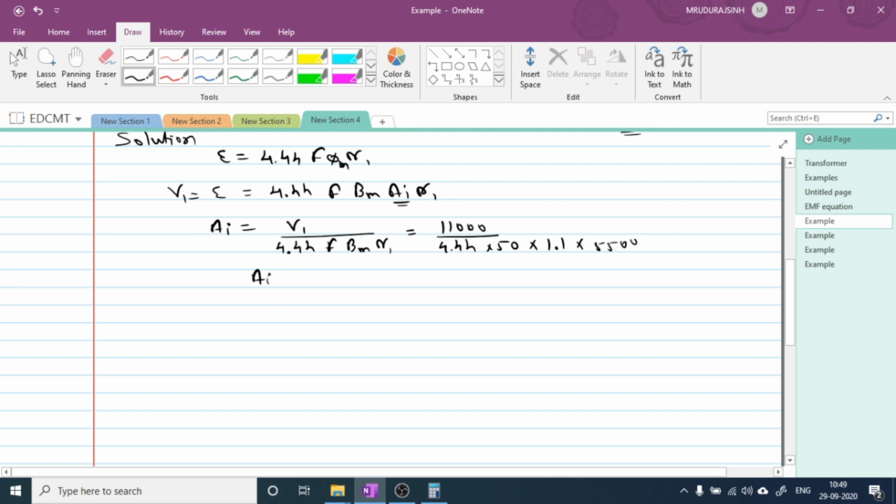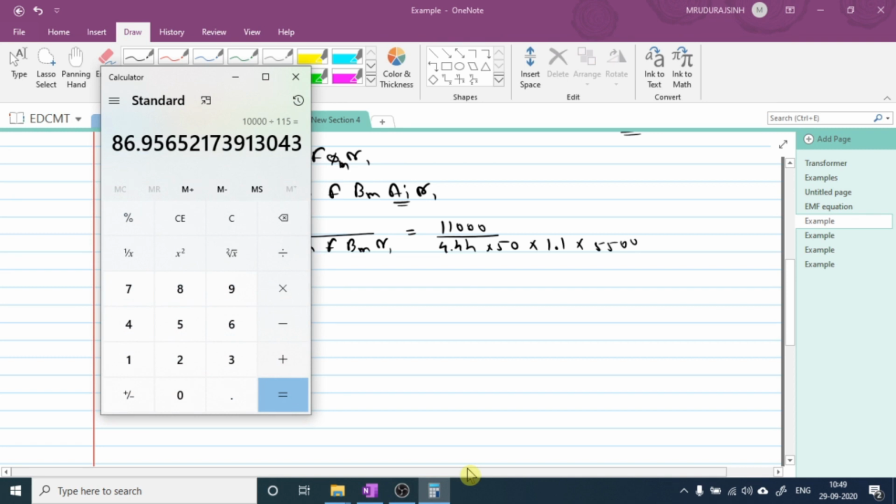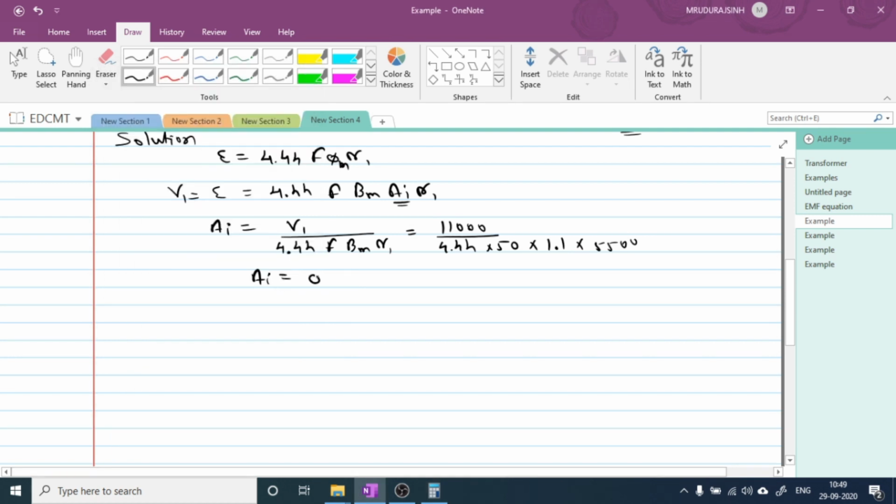So if we calculate Ai, then 11,000 divided by 4.44 divided by 50 divided by 1.1 divided by 5500 gives us 0.00819. So this will be the area of cross section: 0.00819 meter square is the area of cross section of the core.